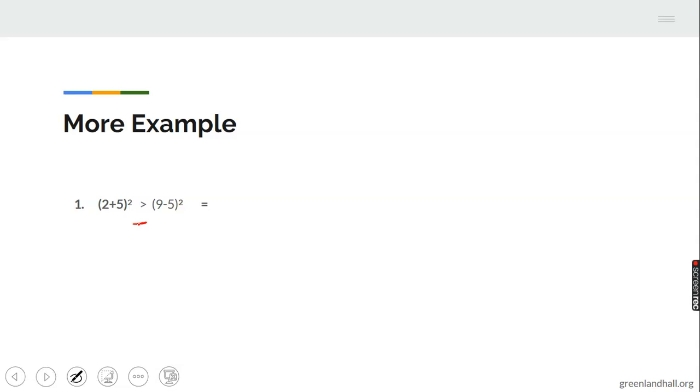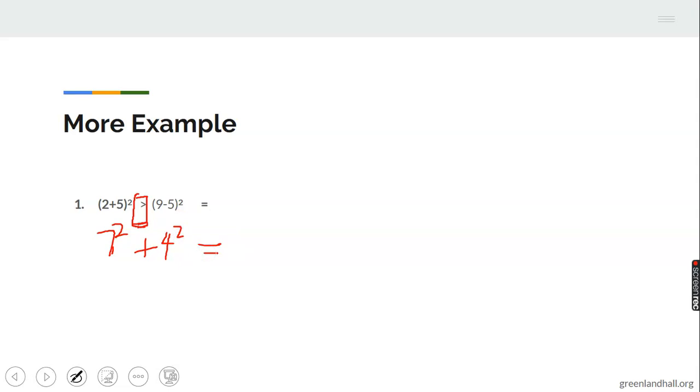What do we have here? 2 plus 5. That's what? 7. 2 plus 5 is 7. 7 square. This greater than sign means what? Plus. I was showing you the same sign before. That was why I put this mark there. Okay, let's see. 7 square plus, tell me, 9 minus 5. That's what? 4. So we have 4 squared there. Can you see that? Okay.